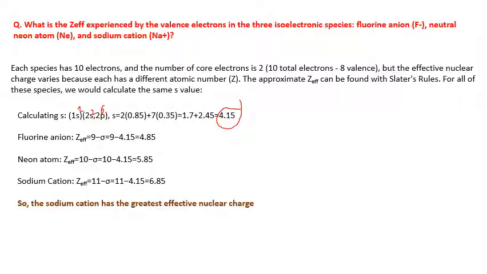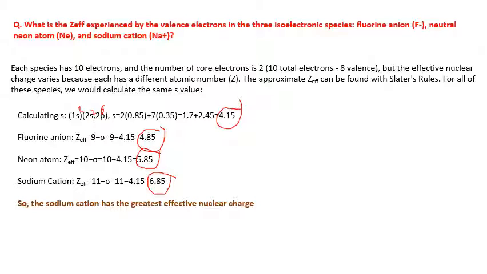Now for the fluorine atom, Z effective, Z is equal to 9 minus sigma. You can represent it by S also, the screening constant. So you will get the value 4.85. The Z effective value for neon, Z is 10, so the effective nuclear charge will be 5.85. For sodium, Z is equal to the atomic charge 11, so the effective nuclear charge is 6.85.